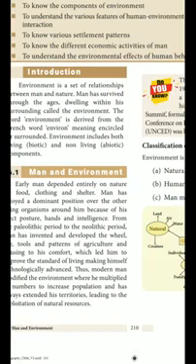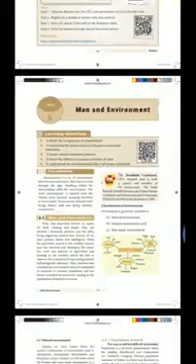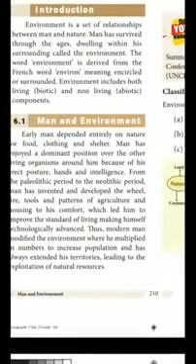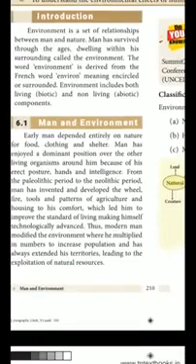Now, environment. What do you know about this environment? Environment is a set of relationship between man and nature. Man has survived through the ages dwelling within his surroundings called the environment. Do you know the word environment is derived from the French word environ, meaning encircled or surrounded. So environment includes both living and non-living components.